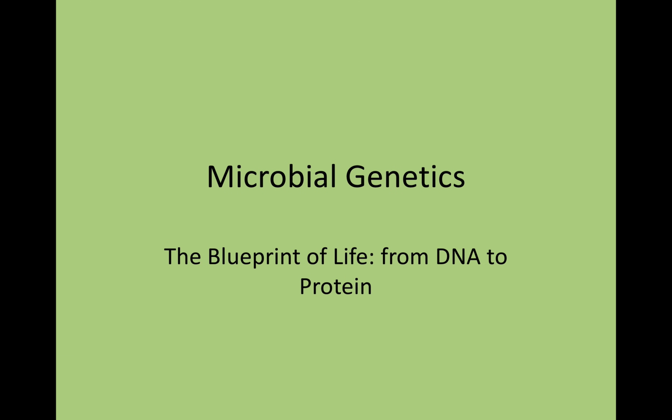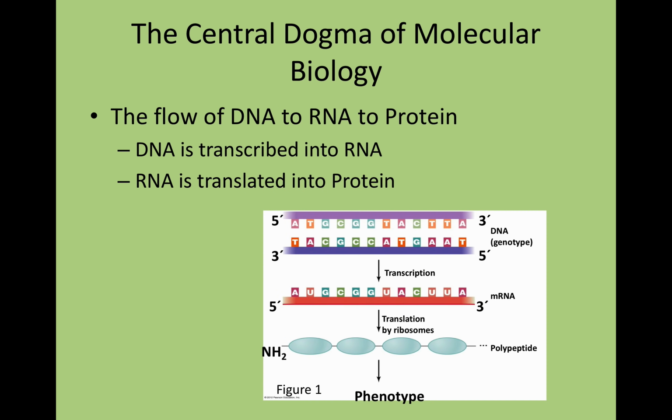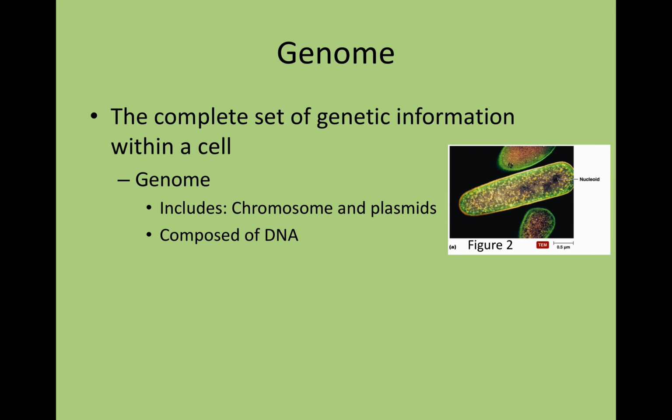This is the Chapter 9, Part 1 video. We're going to be looking at microbial genetics, following the blueprint of life from DNA to RNA to a protein. That flow of information of DNA to RNA to a protein is referred to as the central dogma of molecular biology. DNA is transcribed into RNA and then translated into a protein.